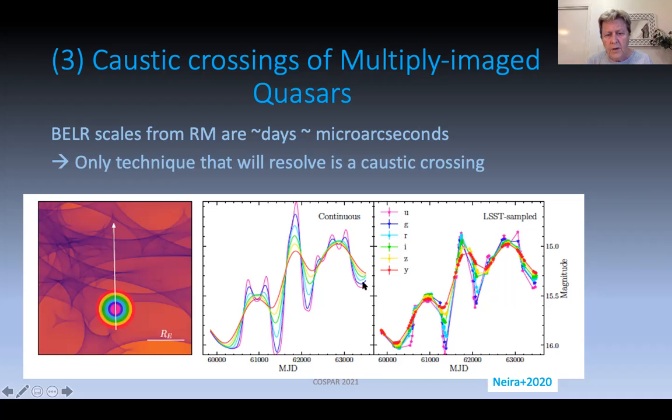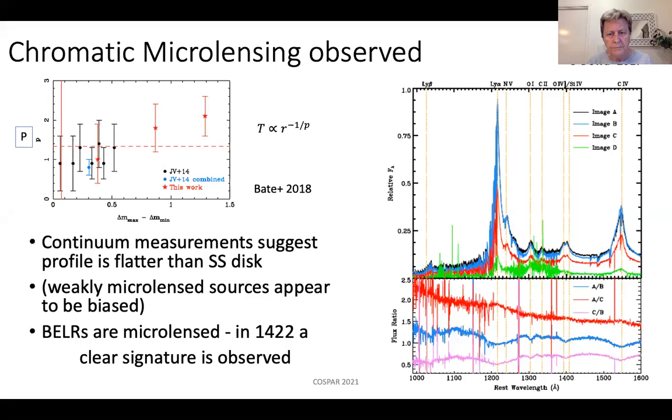And then if you sample these light curves with something like the LSST from the Vera Rubin Observatory, then you can see that you can actually determine the relative sizes of these emitting regions. So is this technique going to work, basically? Well, the first thing is that we call this chromatic microlensing or differential microlensing, where regions of different sizes are magnified by different amounts. And this has definitely been observed, both for the continuum region.